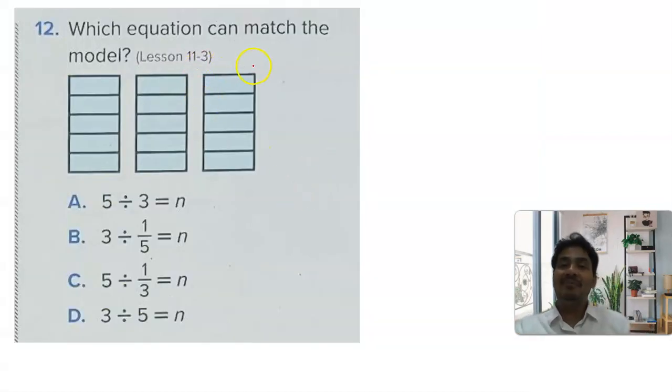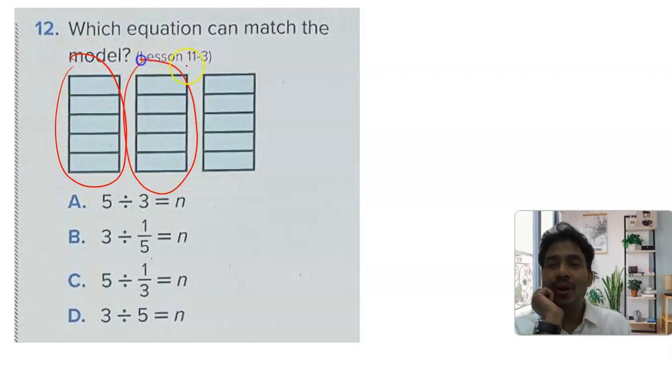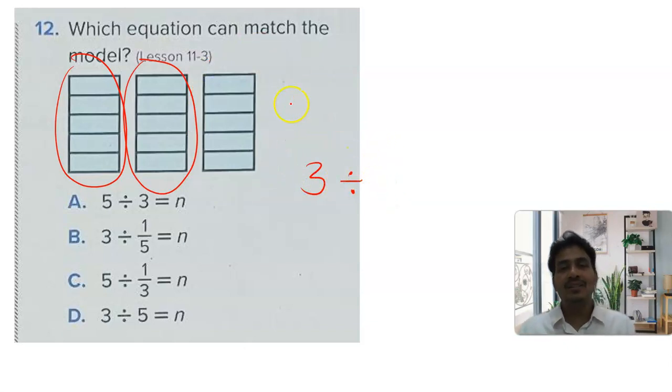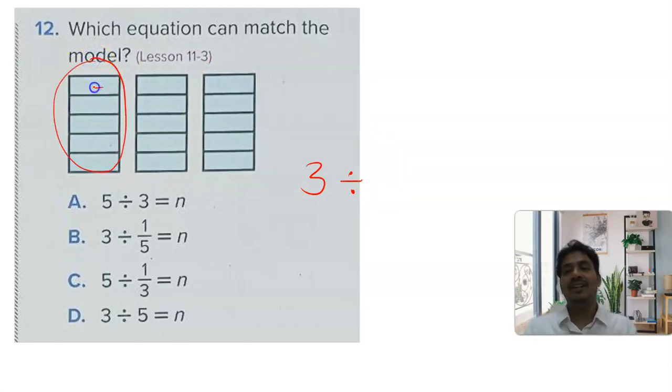Which equation can match the model? Now, as you can see, the model has 3 complete blocks, which is further divided. So it is 3 divided by something. Each block is divided into 5 parts, as you can see. So it is something like this: 3 divided by 1 over 5.